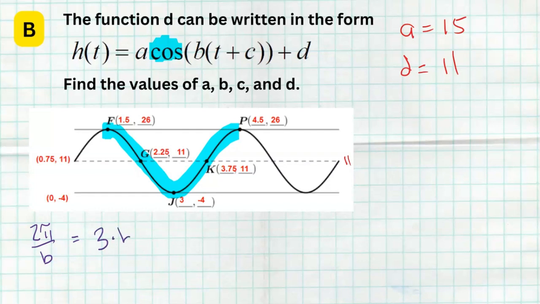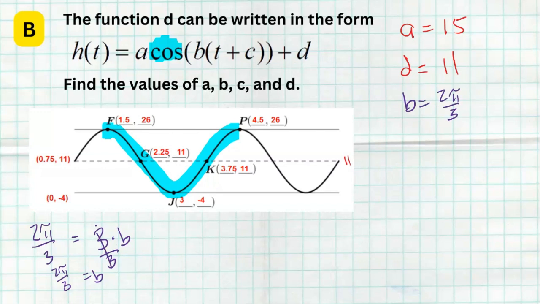So I'm going to multiply the b over, and then now I'm going to solve for b, dividing both sides by 3. So I get a b value of 2 pi over 3. So there's my b value, 2 pi over 3.